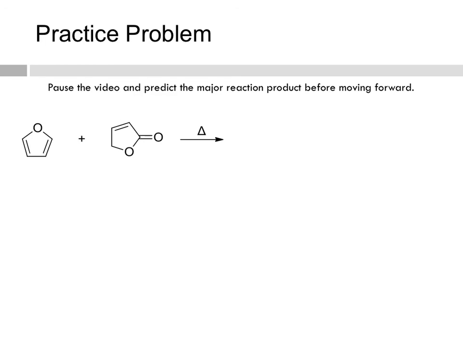Now pause the video and predict the major reaction product before moving forward. The first thing to do is identify the diene and dienophile. So this right here is my diene, so that's going to be the nucleophile. This is the dienophile, the alkene that's going to react. The best thing to do is to redraw it so that you can see how the dienophile is approaching. So if I draw the diene, I can draw the dienophile coming in from the top or the bottom.